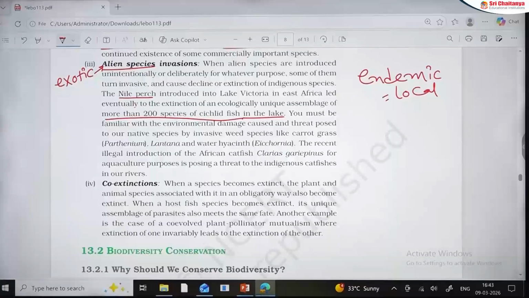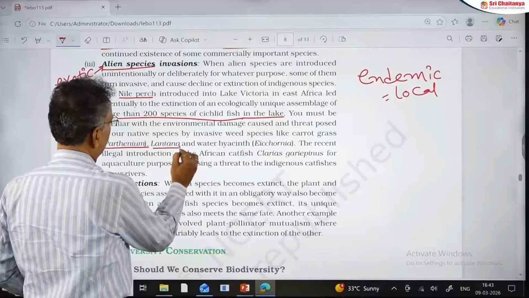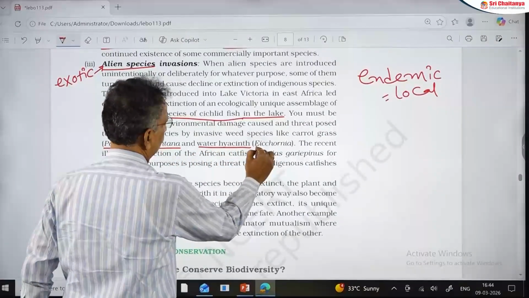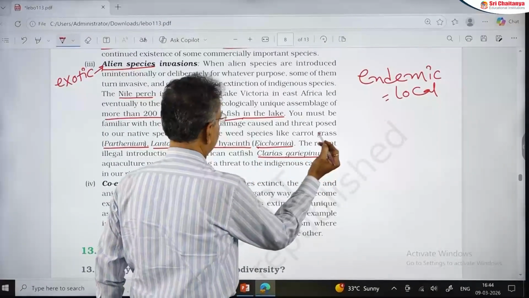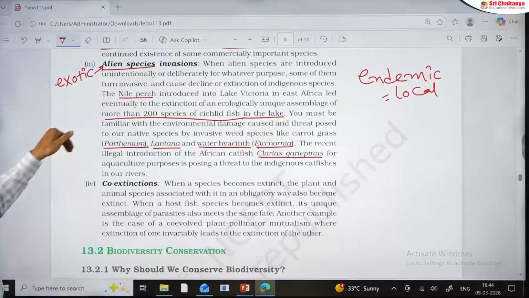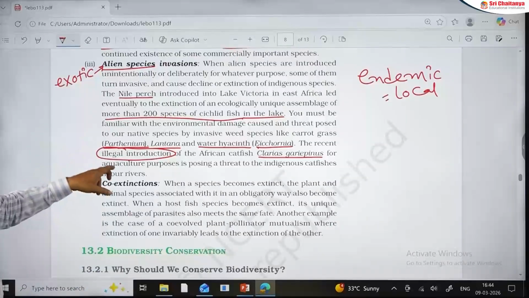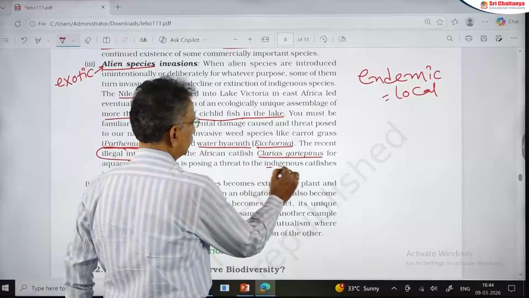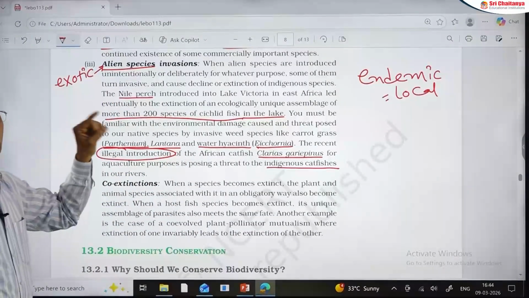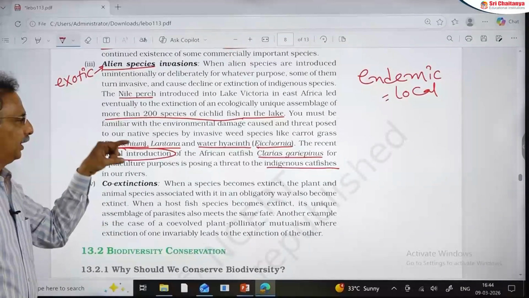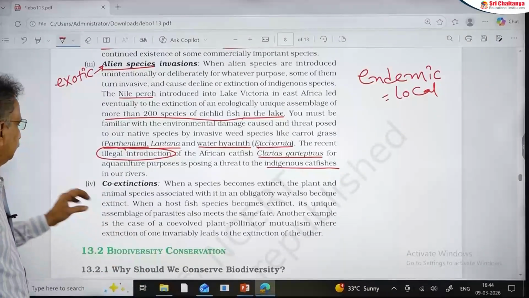In the same manner, as far as our country is concerned, Parthenium, Lantana bushes, water hyacinth, whose scientific name is Eichhornia, and Clarias gariepinus, which is a catfish, illegally introduced. Try to observe this, illegal introduction. Naturally it is posing a threat to indigenous catfishes, because Clarias gariepinus is also a catfish. And try to recall in the organism and population chapter, the same point: whenever there is no predator to control them, automatically their population will dominate the other ones.